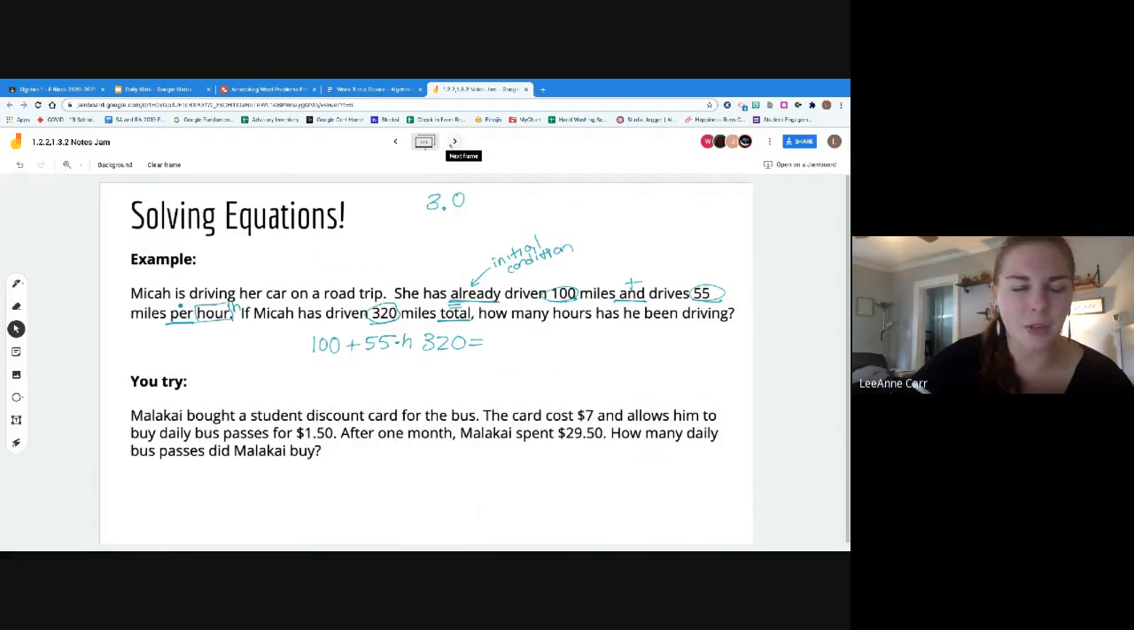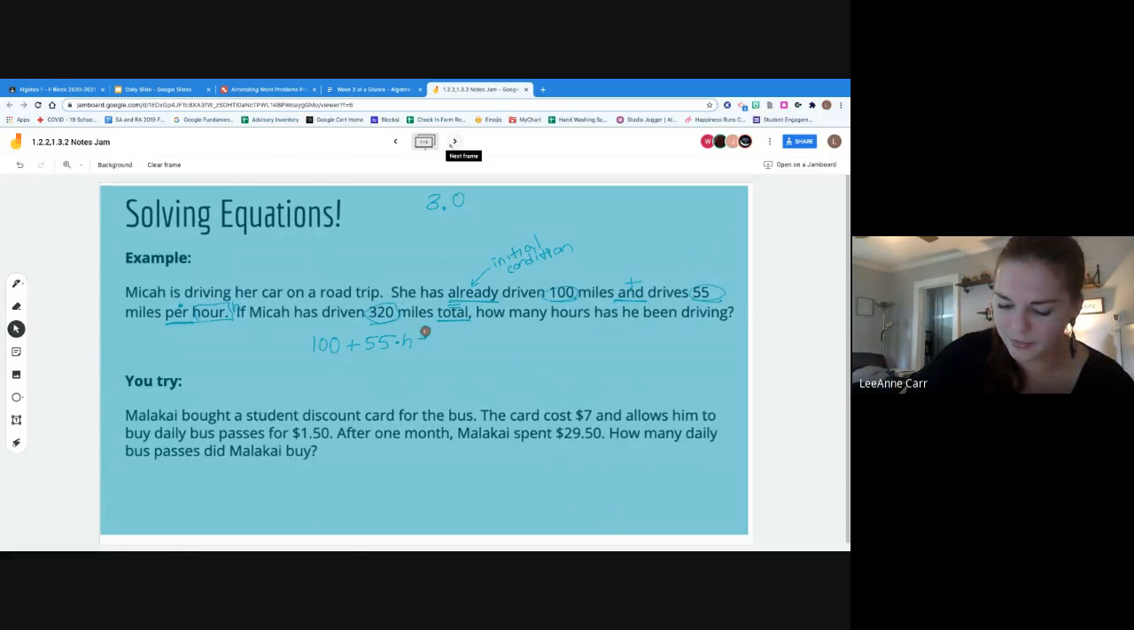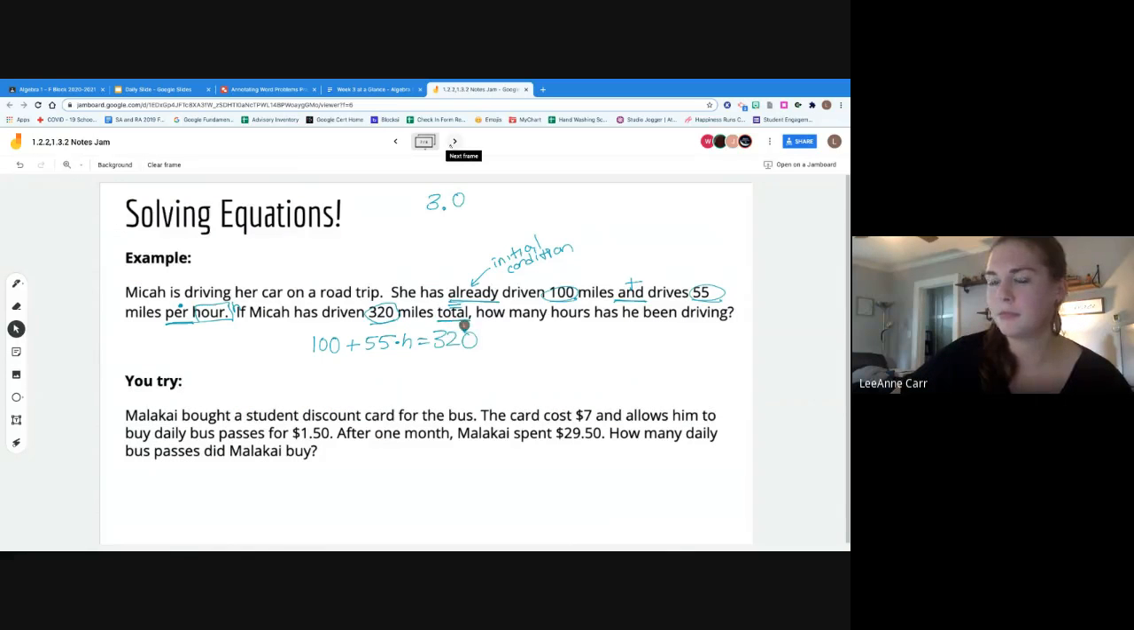So sometimes it's not perfect. Sometimes you do have to rearrange a little bit. If that's the case, you just have to make a judgment call. If we know that 320 is the total miles, that's going to go on the other side of the equal sign. And I'm going to rewrite this without that dot for those of you that are freaking out about it.